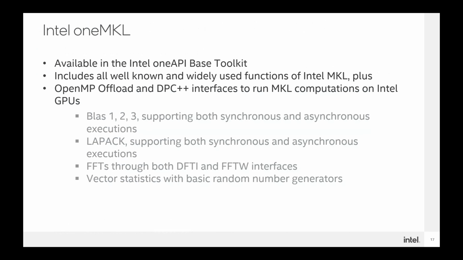So Intel oneMKL is available in the Intel oneAPI base toolkit, but if you want to use it with Fortran and MPI, you need the Intel oneAPI HPC toolkit. I'll talk about that later. oneMKL includes all the mathematical functions that you already know, that were in the old Parallel Studio, let's put it this way, plus OpenMP offload and DPC++ interfaces to run MKL computations on Intel GPUs. And this is a list of the functions that already support GPU offloading with both OpenMP and DPC++: BLAS 1, 2, 3, LAPACK, FFTs, and vector statistics with basic random number generators.